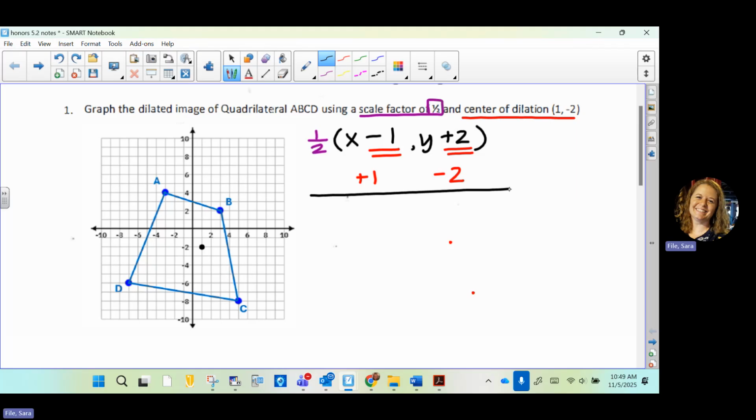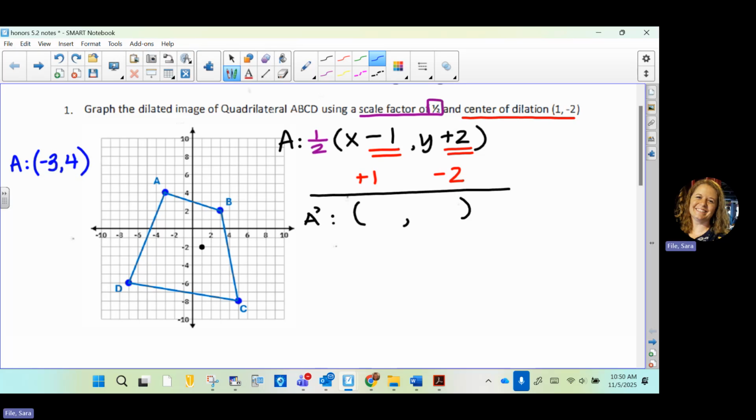Okay, and then you take your original point, you do all of this, and then it gives you your prime. So if I do this for A, for instance, to get A prime, I would have to go through that process. Are y'all with me so far? So the first thing I'm going to do over here is list the location of my pre-image. So A is at -3, 4.